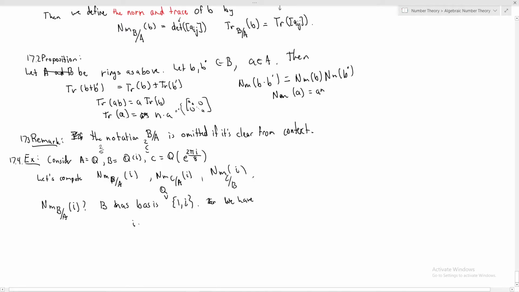so i times 1, that's just 0 1s and 1 i. And i times i is negative 1, 1s, and 0 i's. Okay, so our matrix, I just take these coefficients. Our matrix of i in this basis is 0, 1, negative 1, 0. Okay, and this matrix has determinant 1.